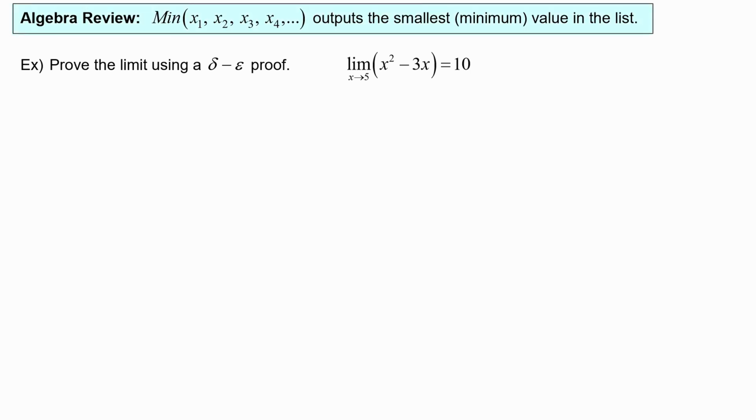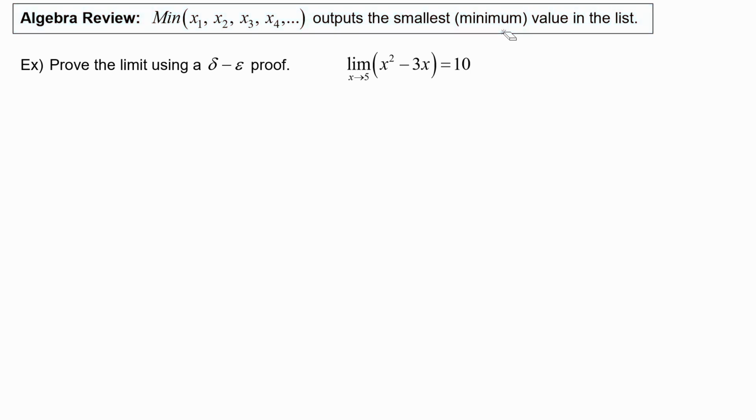Here we do a quick algebra review. This function here, min, stands for the word minimum. And the minimum of a list of values outputs the smallest, meaning the minimum value in the list. And we're going to need that to do our next couple of proofs.